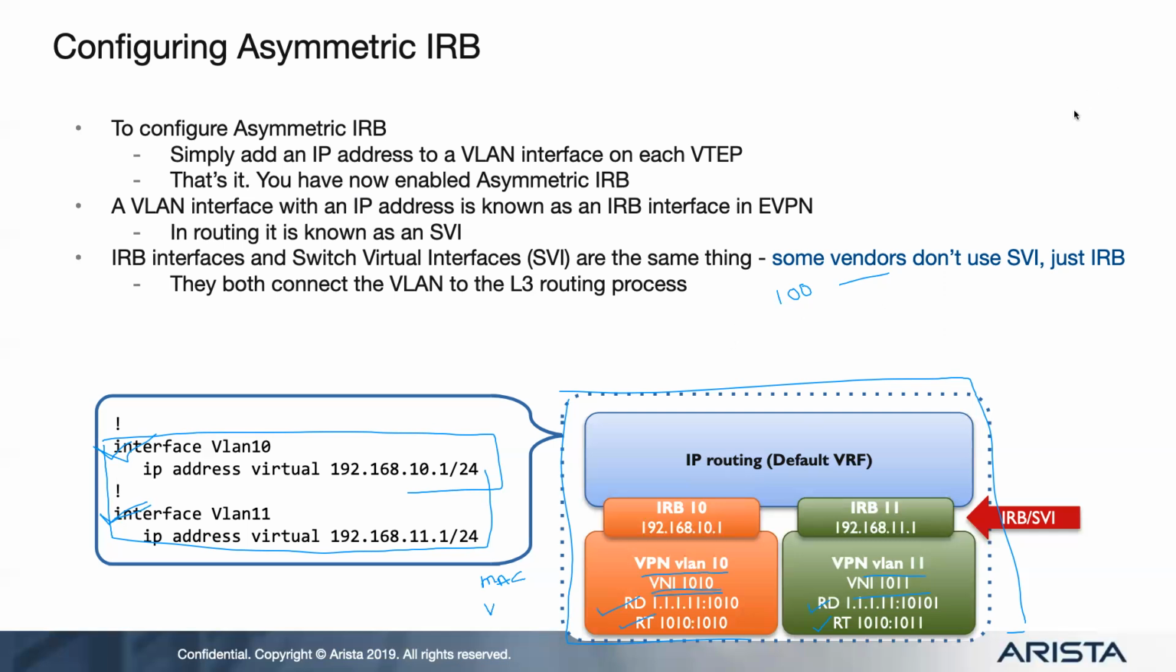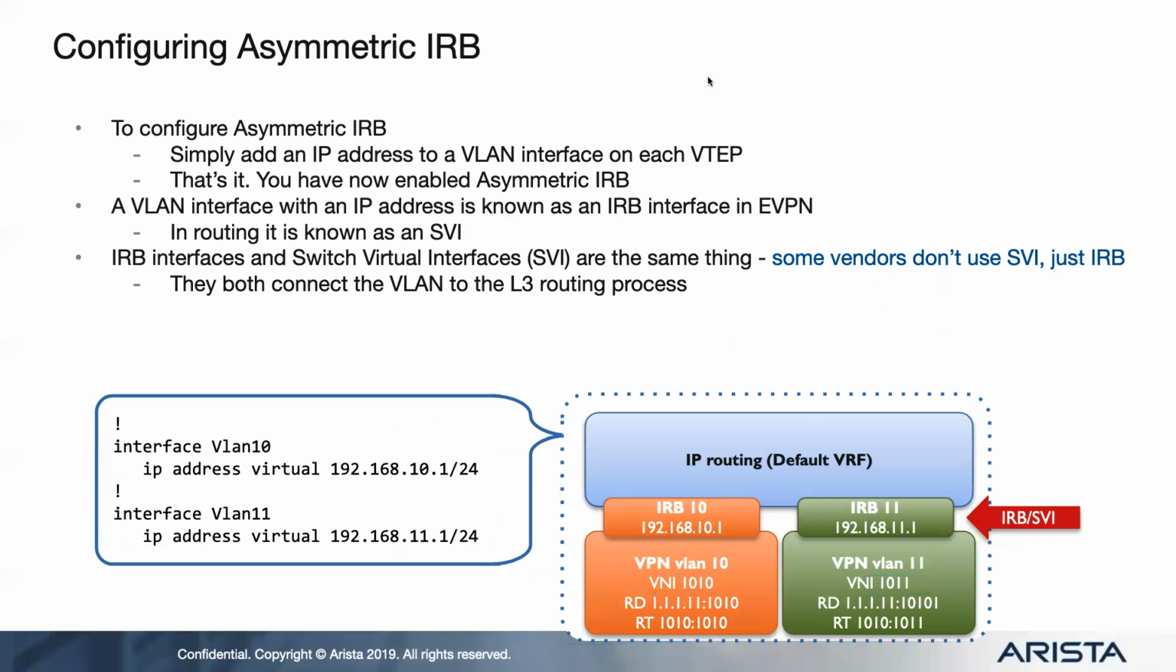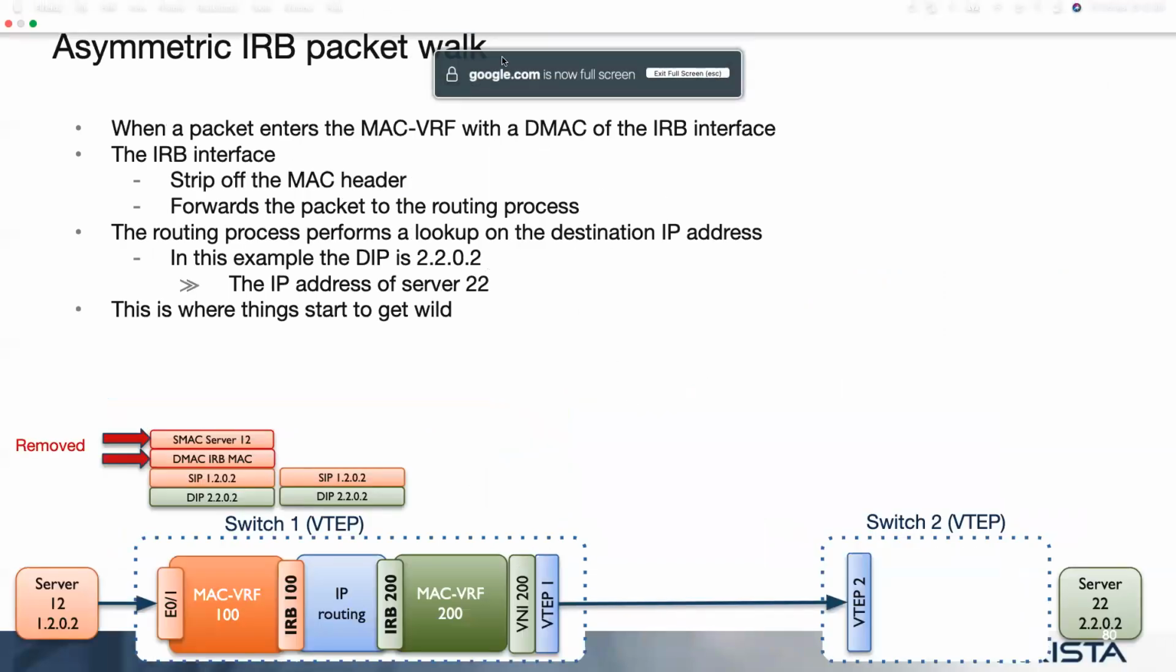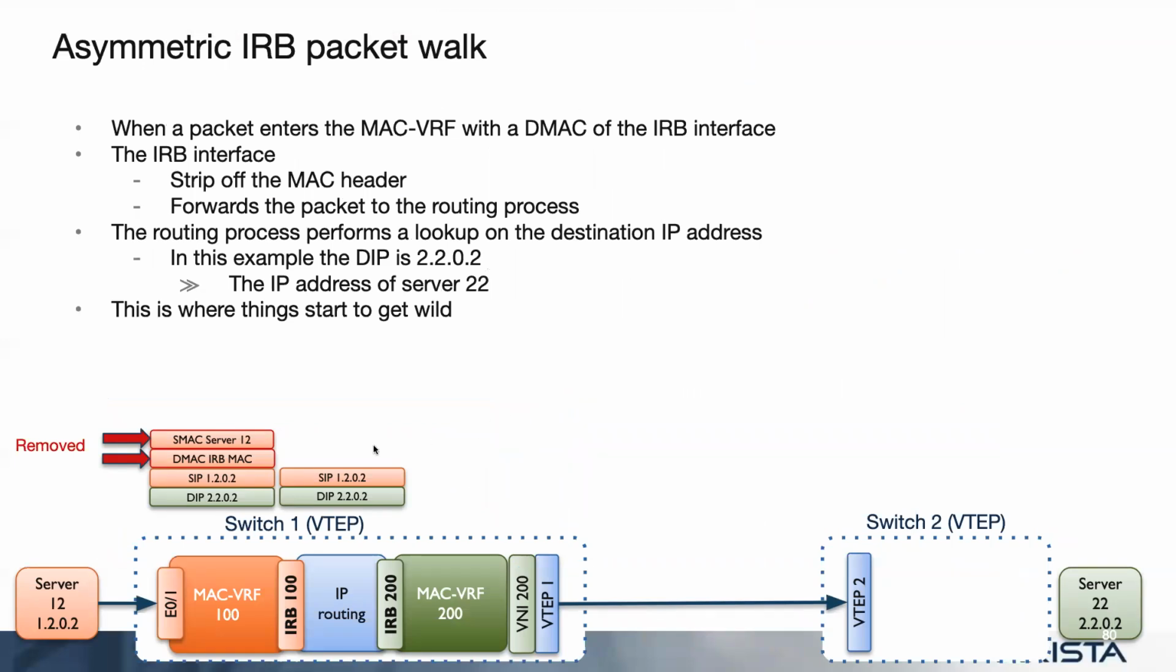Okay. So yeah, and again, to reiterate that IRB is nothing but SVI, right? Inter-VLAN routing. Okay. So let's go through. It might be repeated, but yeah, let's go through the packet walk, right? Between two servers, right? Between these two servers, which are in different VLANs and on different VTAPs.